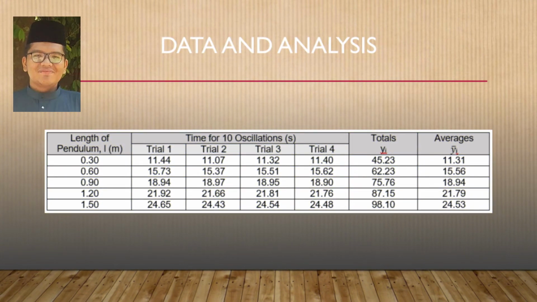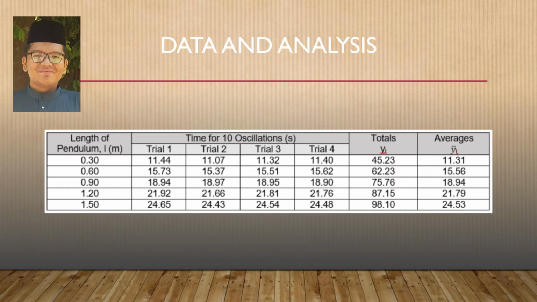We move to the data analysis. So this is the data that we gained in our experiment: time for 10 oscillations for different lengths of pendulum. We repeat 4 times for each length. We are going to analyze the data using ANOVA, Tukey's test, Fisher's least significant difference test, and last but not least, Dunnett's test.